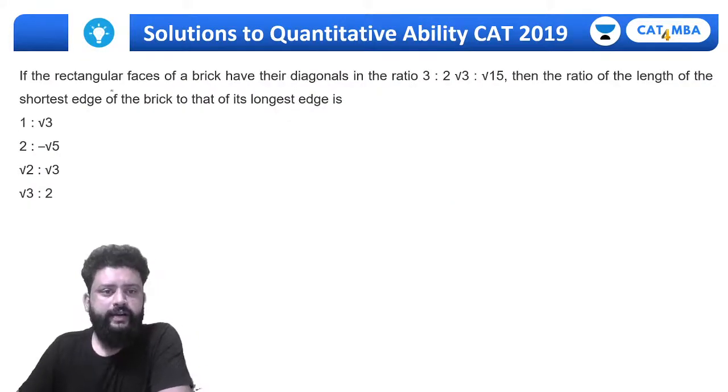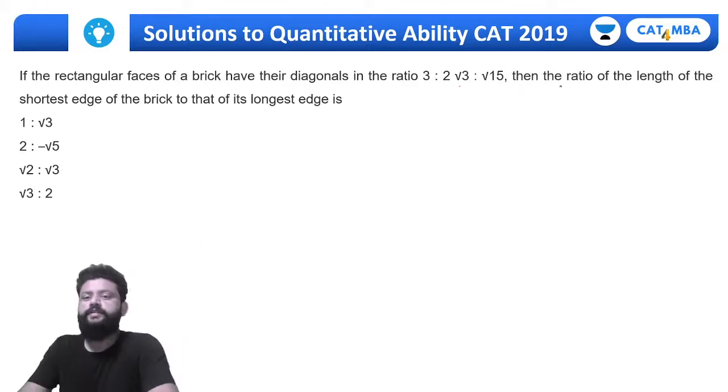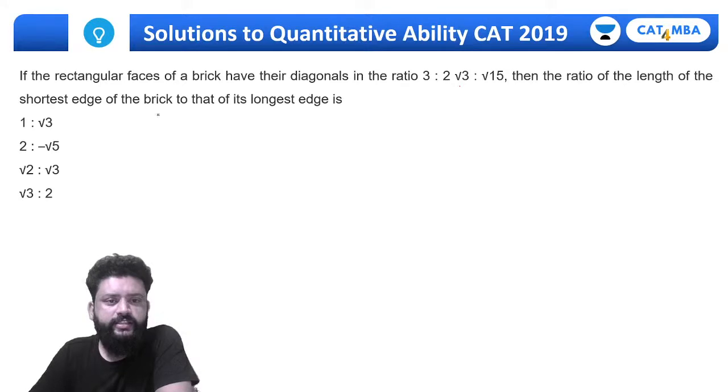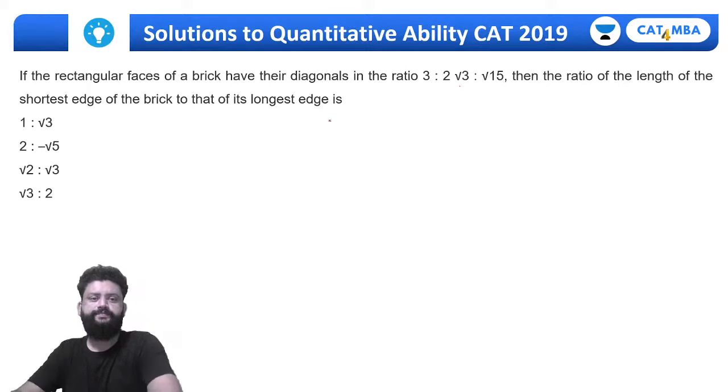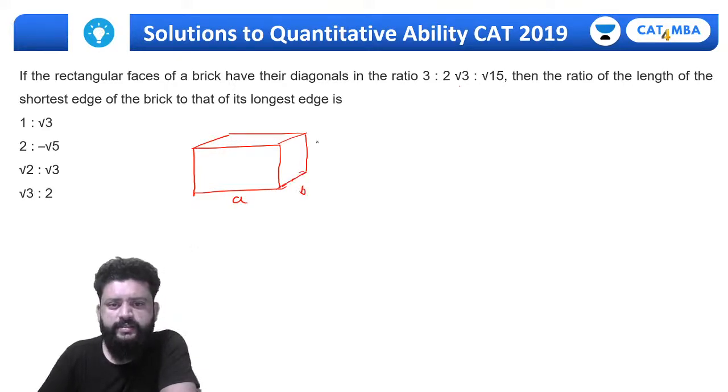Let's solve this one. If the rectangular faces of a brick have their diagonals in the ratio 3:2√3:15, then the ratio of the length of the shortest edge of the brick to that of its longest edge is. How to solve this? The first thing, let's try to understand the question, what it is talking about. So let's say it is a rectangular brick. There is a rectangular brick of dimensions, let's say this is A, this is B, this is height is C.